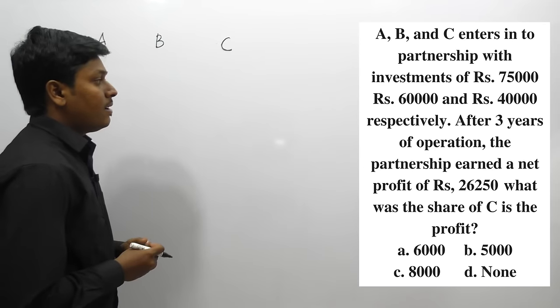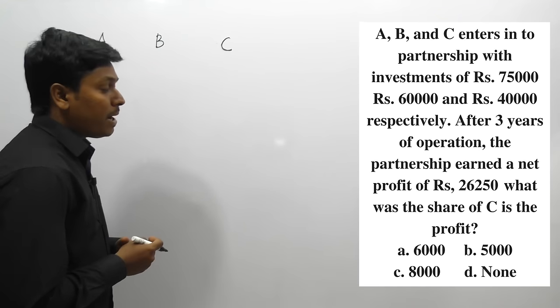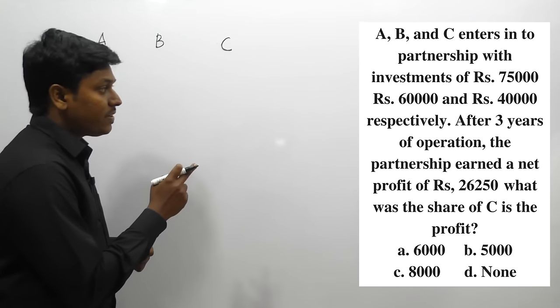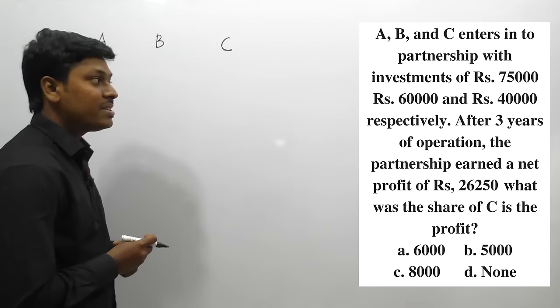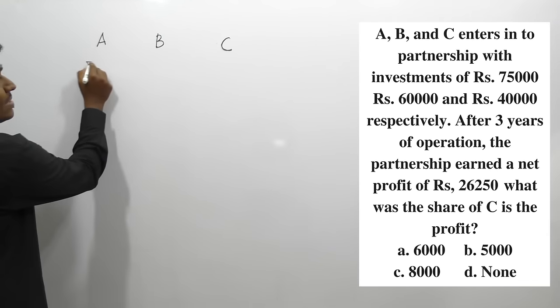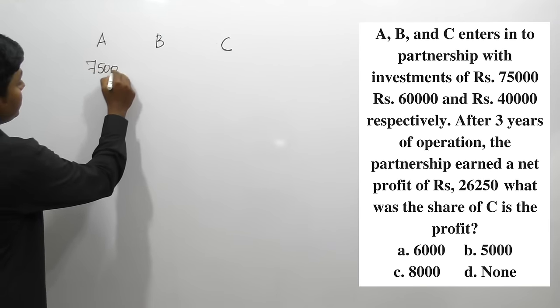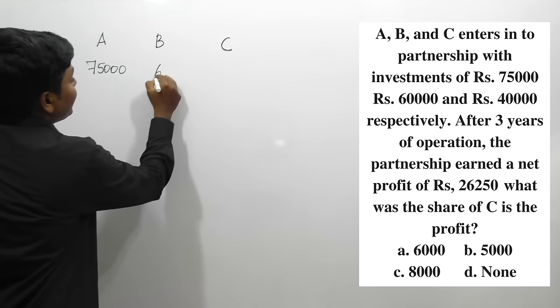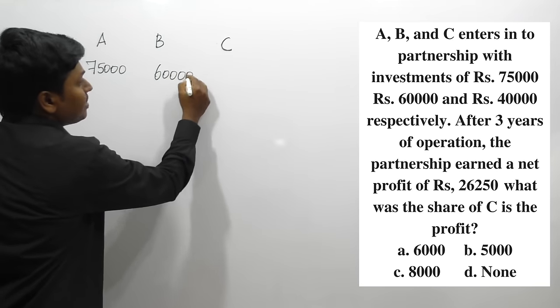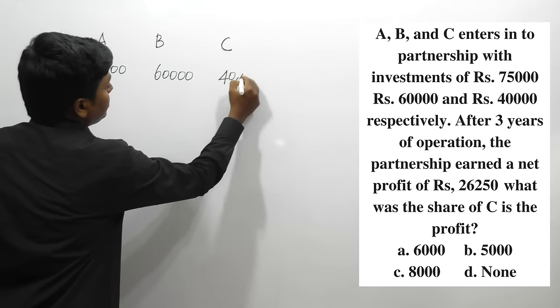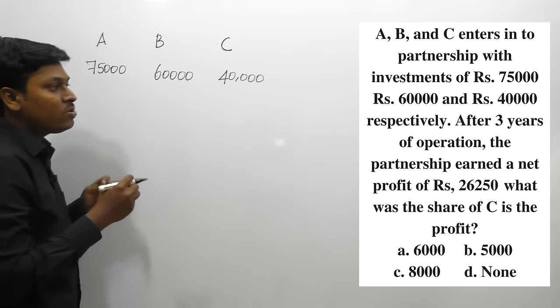Question number 3. ABC enters into a partnership with the investment of 75,000, 60,000 and 40,000 respectively. So friends, A is investing an amount that is 75,000 and the person B is investing an amount of 60,000 and the person C is investing 40,000, right? So each person is investing some amount to start a business.